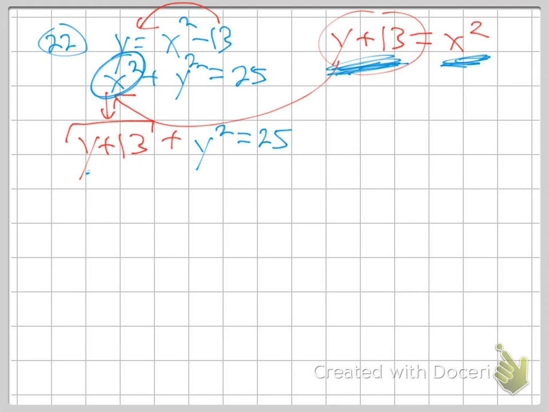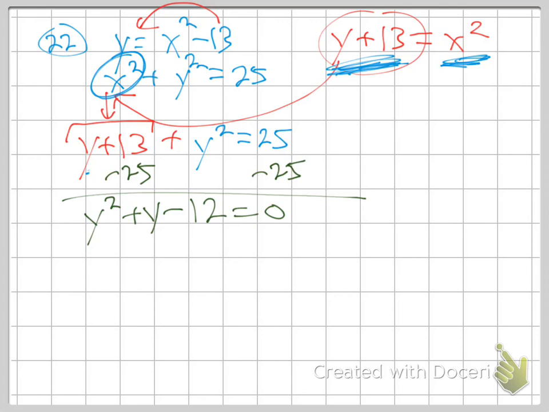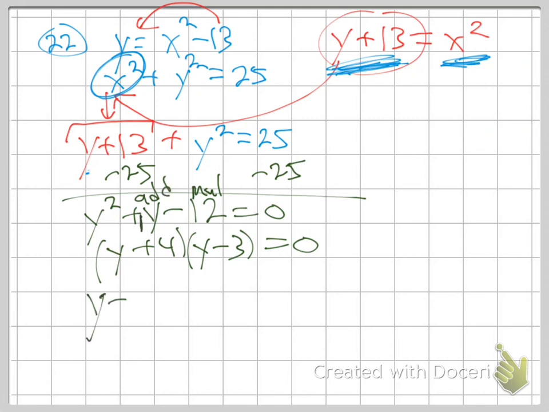Okay, so now I got to solve that equation. How do you solve a y squared? Get a 0, right? You guys are pros at this now. Subtract 25 from both sides. So we get y squared plus y minus 12 equals 0. And then we factor. Y plus 4, y minus 3 is 0. What two numbers multiply to be minus 12, add to be plus 1, plus 4 minus 3. And so then you set each one to 0. You know the drill. It's going to be negative 4 and positive 3.